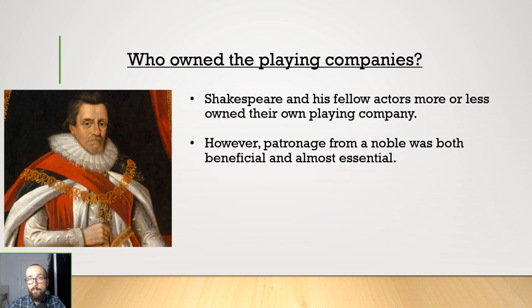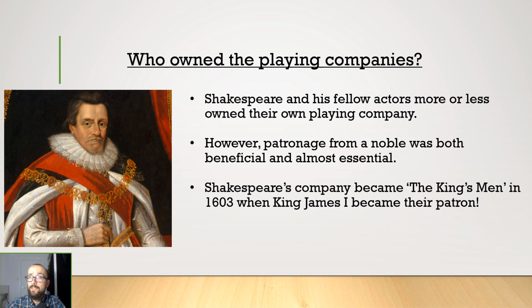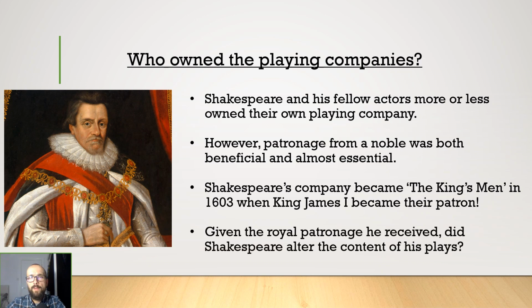Now, Shakespeare's playing company went by many names over its history, depending on who their patron was. But in 1603, they became known as the King's Men, because King James I of England became their patron. This fact makes me wonder, however, given the royal patronage he received, did Shakespeare alter the content of his new plays? After all, Macbeth, a play about kingship, Scotland, and the supernatural, was written shortly after Shakespeare received patronage from a Scottish king who was into the supernatural.